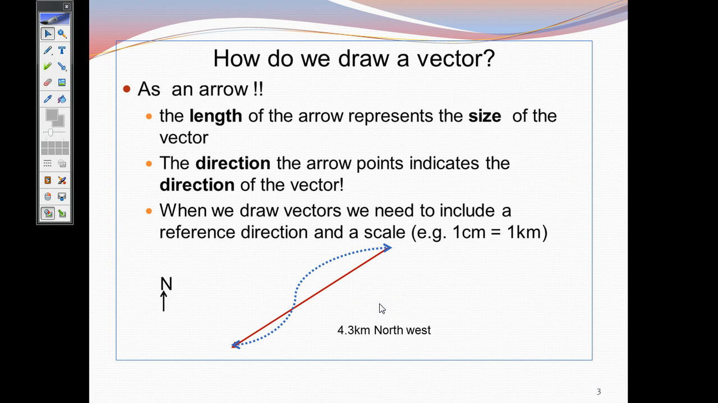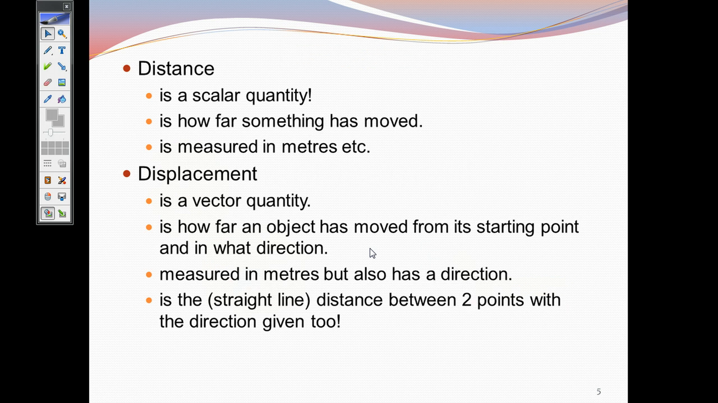Well, we draw a vector by, like Vector said, it's an arrow. The length of the arrow represents the size. The direction indicates the direction. So something may have this weird path in blue, but the vector is a straight line that goes from one end to the other. Well, distance is scalar.